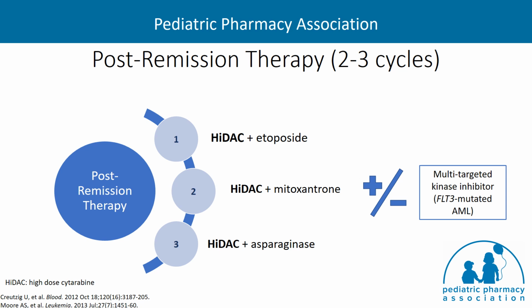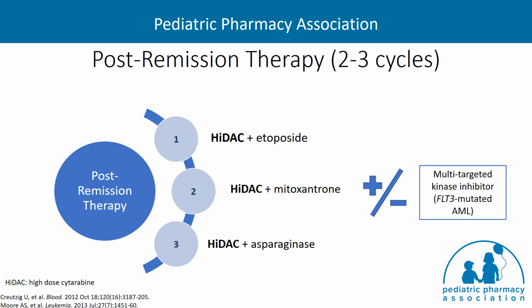Most patients, if not all patients, will receive initially one post-remission therapy cycle that contains high-dose cytarabine as well as concomitant etoposide. And then patients will proceed on to either one or both of the following cycles. So a cycle containing high-dose cytarabine and concomitant mitoxantrone, and/or high-dose cytarabine and asparaginase therapy, also referred to as Capizzi cytarabine, which we'll talk more about when we go through the chemotherapy in more detail.